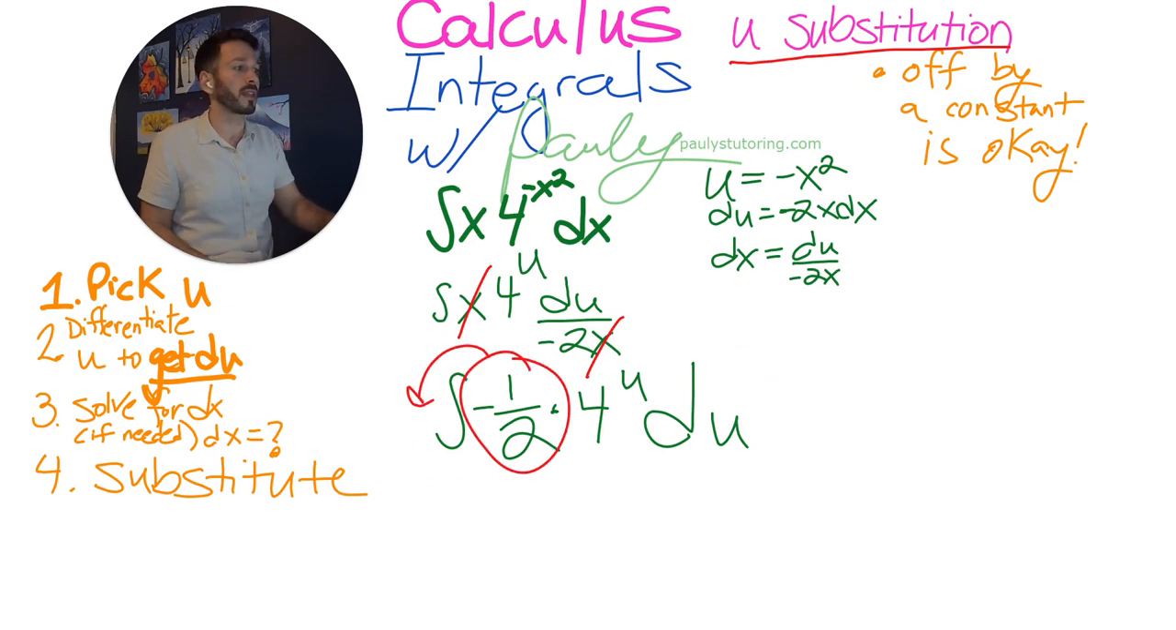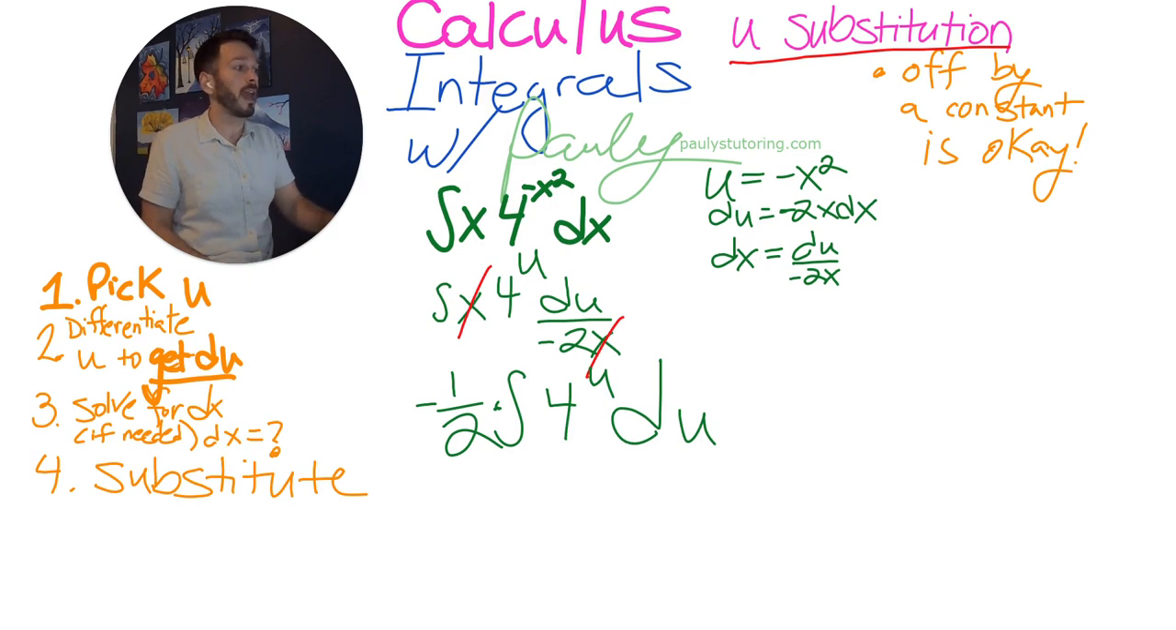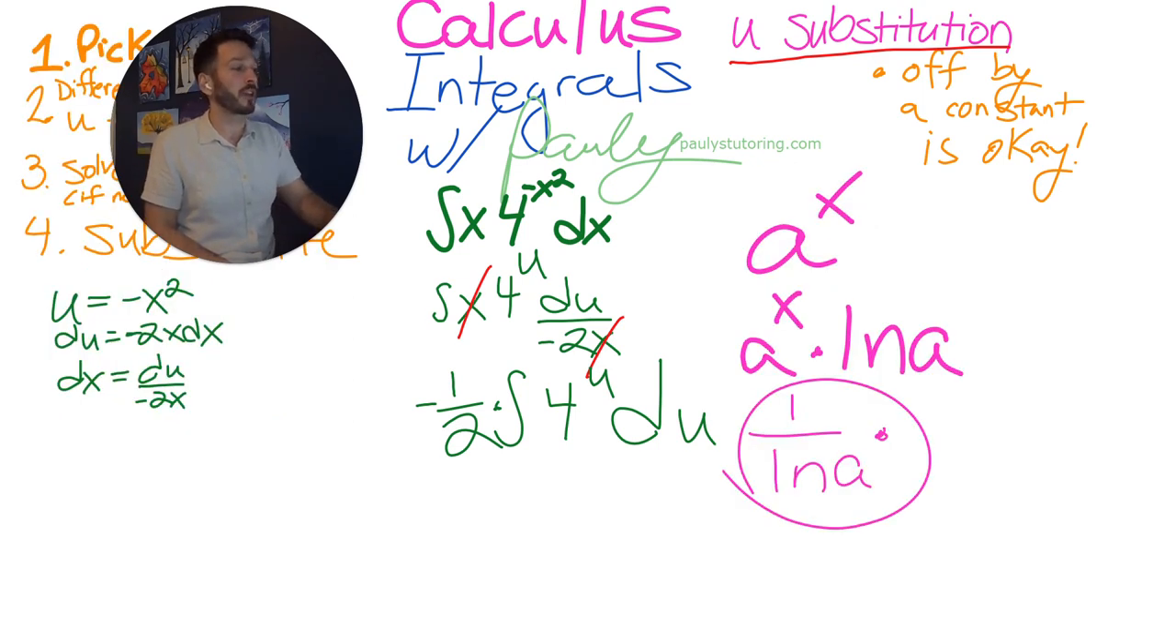We're going to bring that out of the integral because you can. And now we have a totally more simple integral just in terms of u. We've transformed this. Well, the next step is to understand how to differentiate something of a to the x, any number to the x power. The derivative of a to the x is a to the x ln of a.